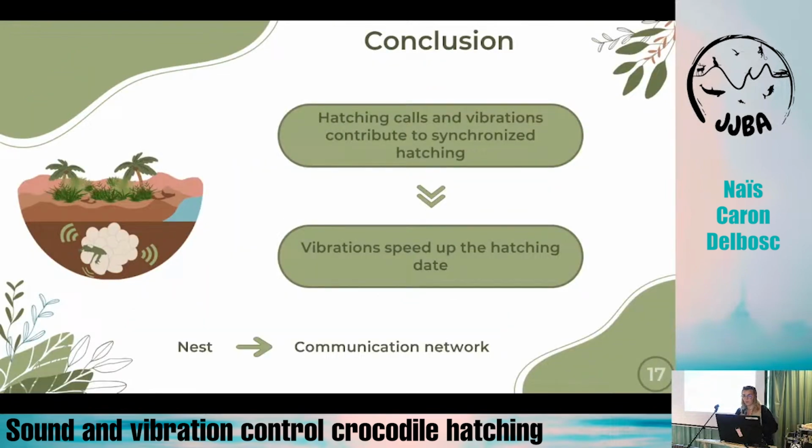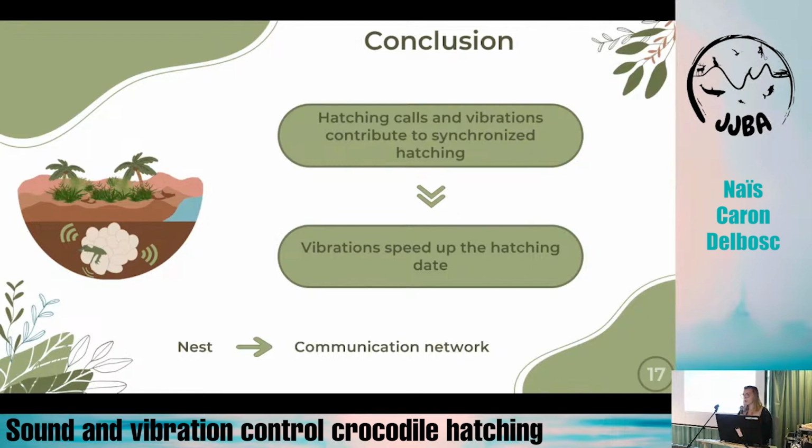So by conducting a playback experiment with this mature Nile crocodile embryo, we see that in addition to hatching call, there is also the vibration stimuli to take into account when studying this whole mechanism of hatching synchronization, and that the vibration tends to synchronize the hatching, but that embryos also hatch earlier when exposed to vibration compared to the other condition.